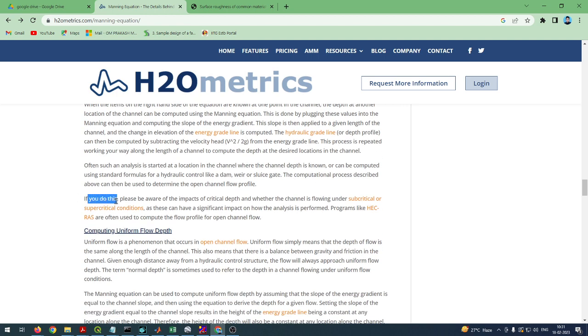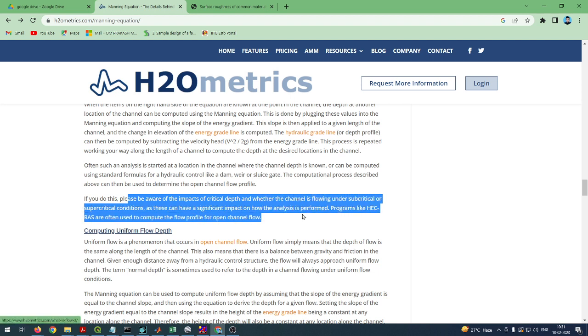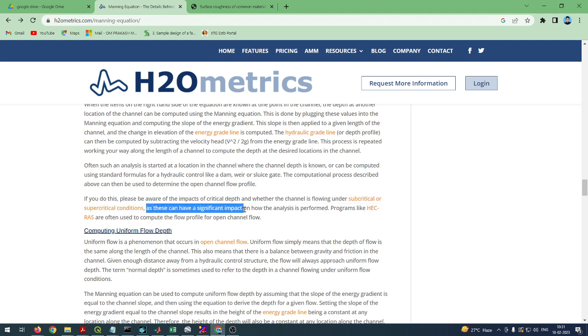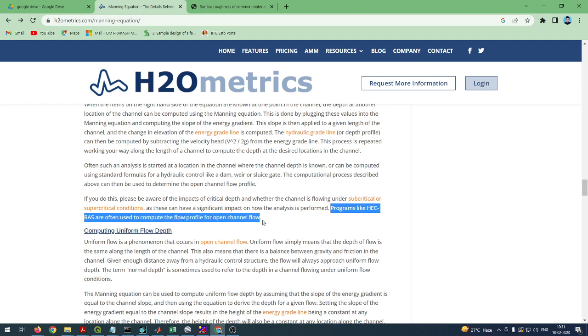If you do this, please be aware of the impact of critical depth and whether the channel is flowing under subcritical or supercritical conditions, as these can have a significant impact on how the analysis is performed. Programs like HEC-RAS are often used to compute the flow profile for open channel flow.